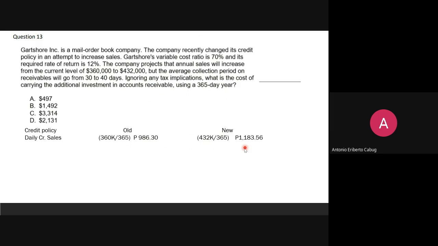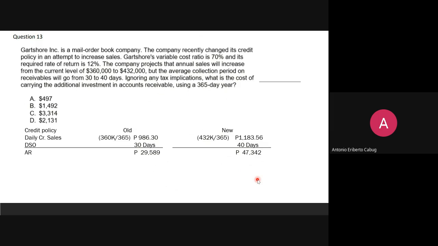1183.56. The DSO is already easy. Binigay na, no? 30 days yung luma. Sa bago, medyo maluwag tayo. Kaya nagbabayad sila ng late, 40 days, no? Okay. Your AR under the old system is 29,589. In the new one, it's 47,342.